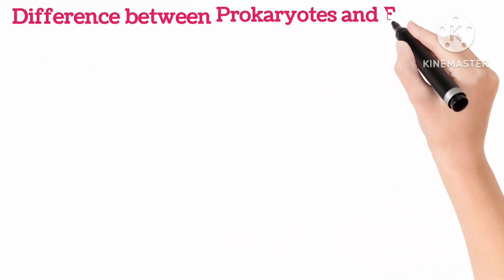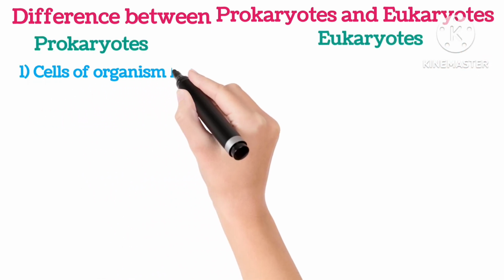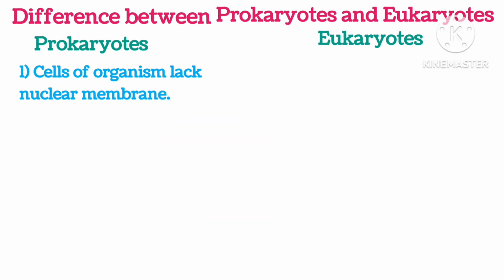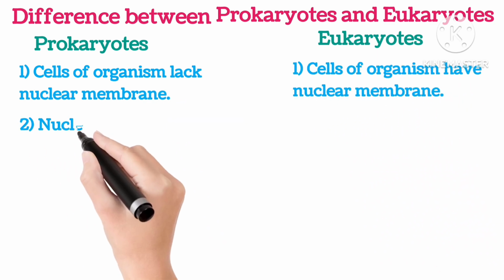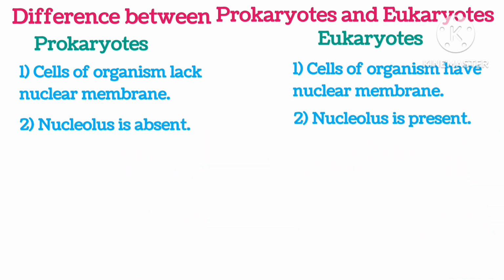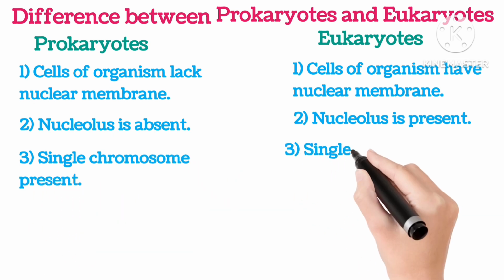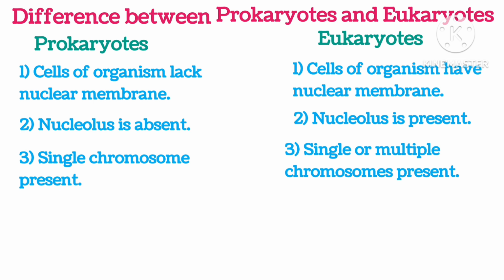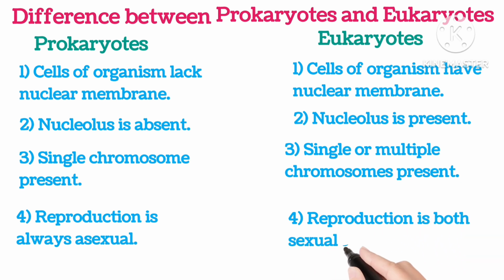Difference between prokaryotes and eukaryotes. In prokaryotes, the cell of organisms lacks nuclear membrane. In eukaryotes, the cell of organisms has nuclear membrane. In prokaryotes, nucleolus is absent. In eukaryotes, nucleolus is present. Single chromosome is present in prokaryotes and single or multiple chromosomes are present in eukaryotes. Reproduction is always asexual in prokaryotes, while reproduction is both sexual and asexual in eukaryotes.